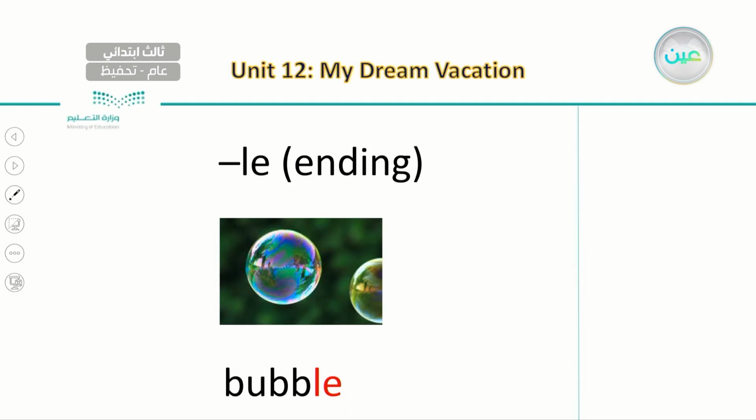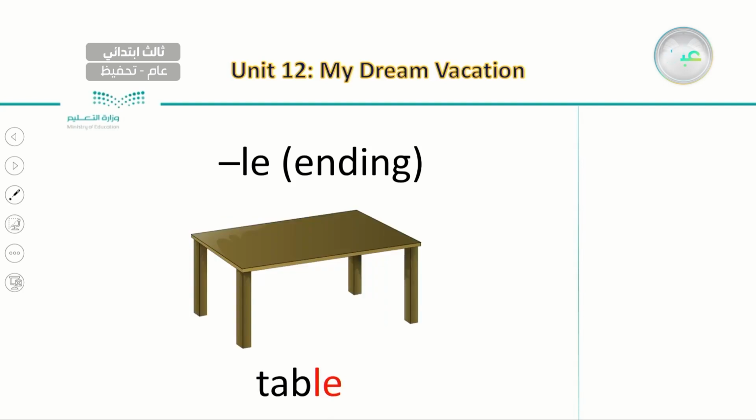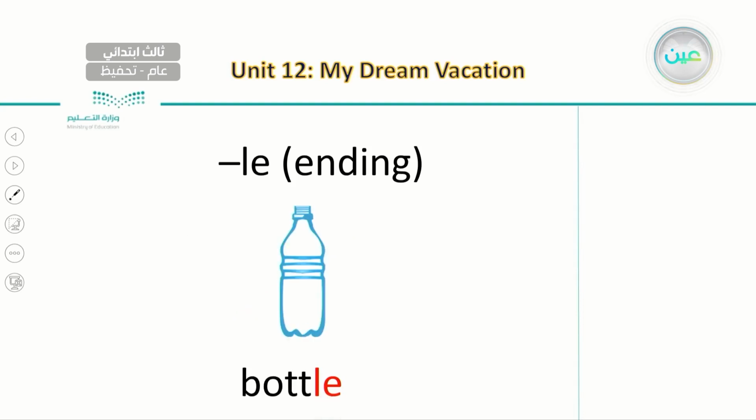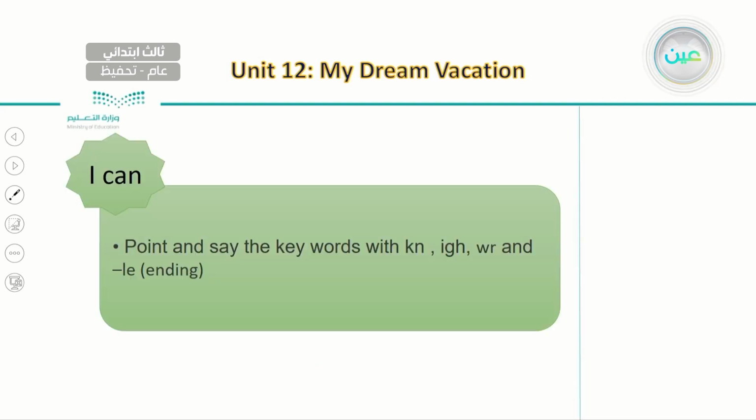And now, with the last words, we have the words that end with L and E. The first one is bubble. Here we keep E silent, as in bubble, and also as in the word table. Table. Needle. And then bottle. At the end, it is important that you practice words with these blends and know which letters are silent and which are not.